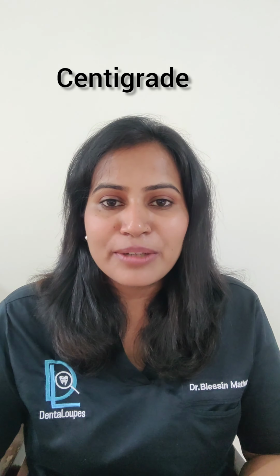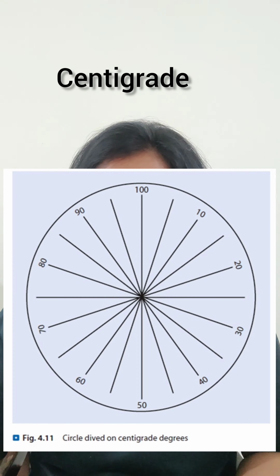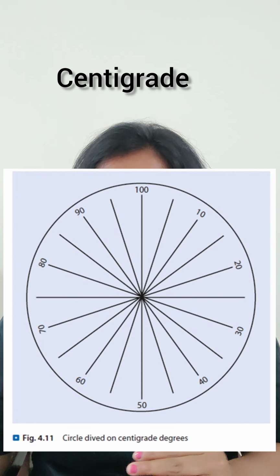Now centigrade means a circle is divided into 100 parts other than your 360. And each of these 100 parts is termed a centigrade. So now let's look at these 3 numbers with an example.